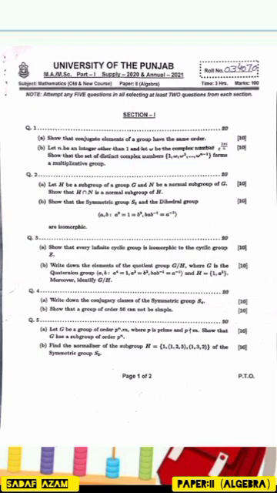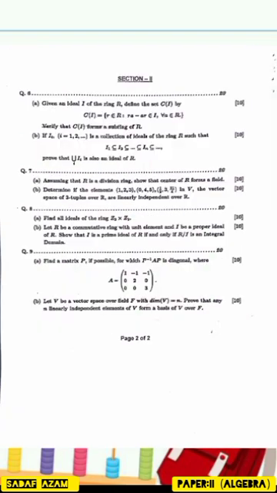B. Find the normalizer of the subgroup H = {1, (123), (132)} of the symmetric group S3. Page 1 of 2, please turn over. Section 2. Question number 6A.